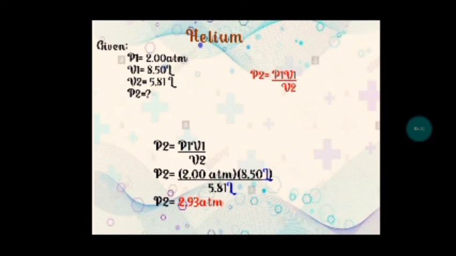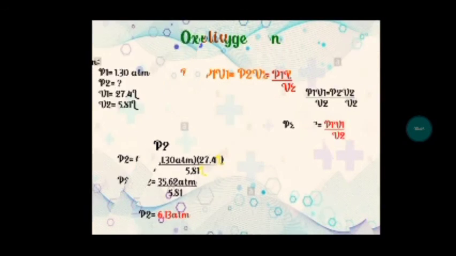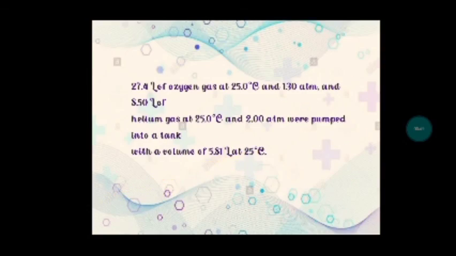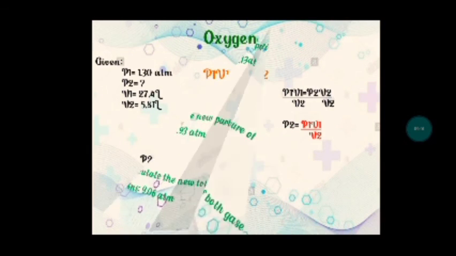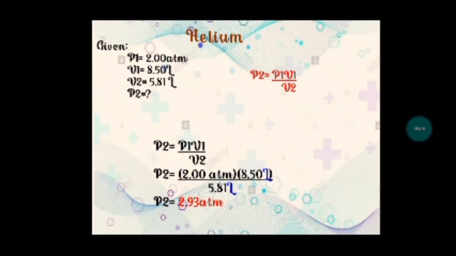So here in the helium, the new partial pressure of oxygen is 6.13 atm. So the next question is calculate the new partial pressure of helium. The given P1 is 2.00 atm. V1 is 8.50 liters, and V2 is 5.81 liters. And we're looking again for P2, the new partial pressure.